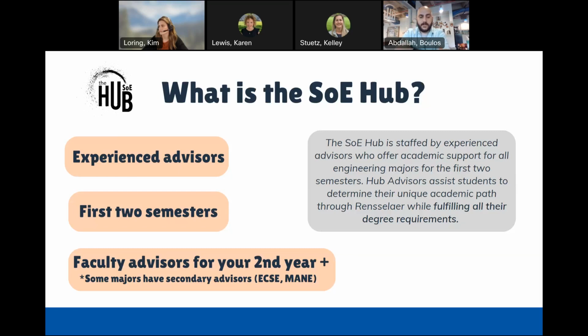Some majors have secondary advisors past your second year. For example, ECSC in Maine, you're going to have a faculty advisor, but you're also going to have a support squad of staff advisors that will sit down with you in case you cannot reach your faculty advisor. So the SOE Hub is staffed by experienced advisors who offer academic support for all engineering majors for the first 2 semesters. Hub advisors assist students to determine their unique academic path through Rensselaer while fulfilling all their degree requirements.